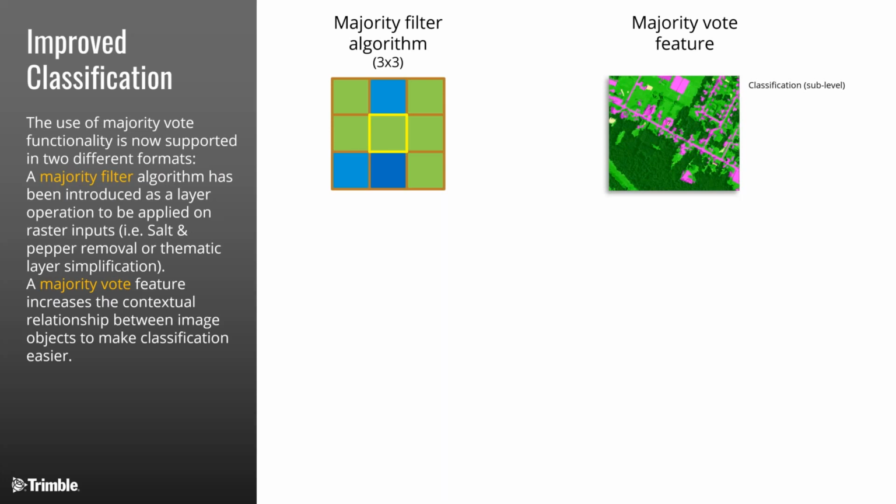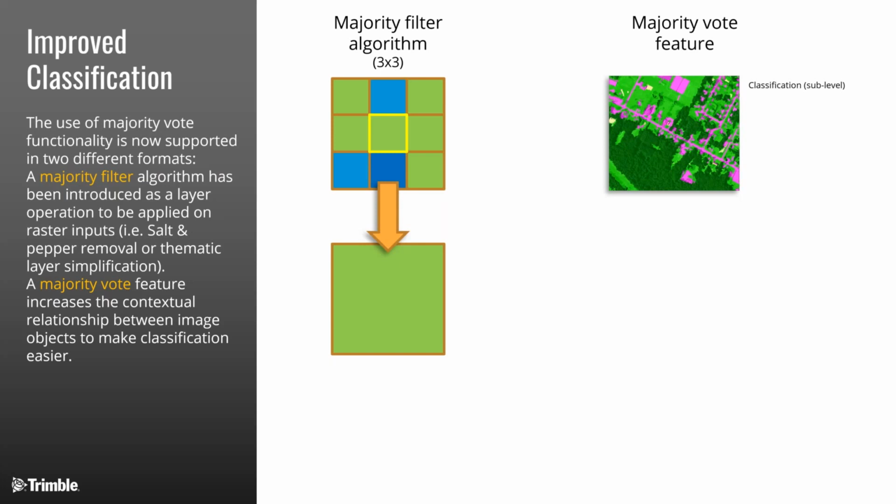We also have a majority vote feature. Okay, and this feature will use some of that traditional majority vote. It really builds on the contextual relationships between image objects and makes classification easier in this context, and no longer has to be done outside of eCognition. So let's just take a look. If we looked at the result of applying a majority filter here in this 3x3, this would be our output.